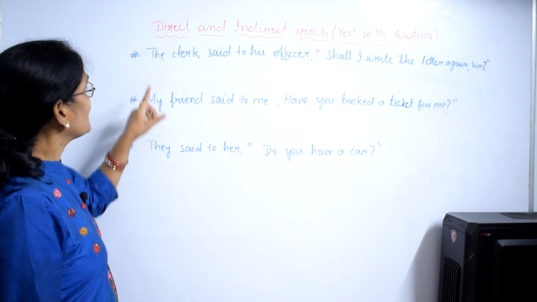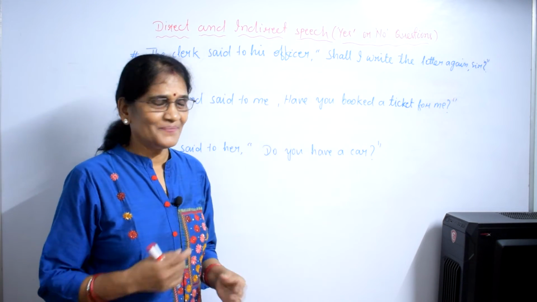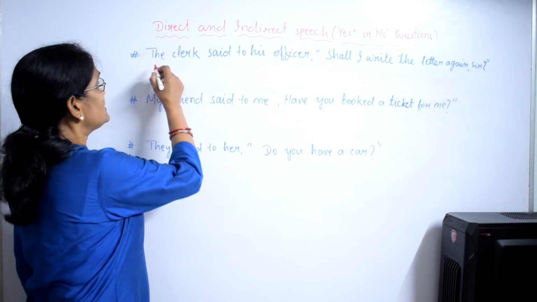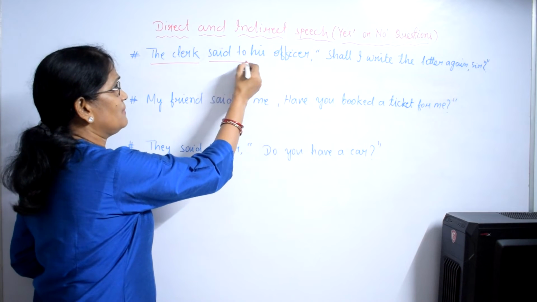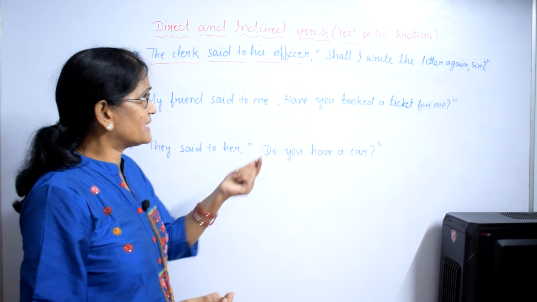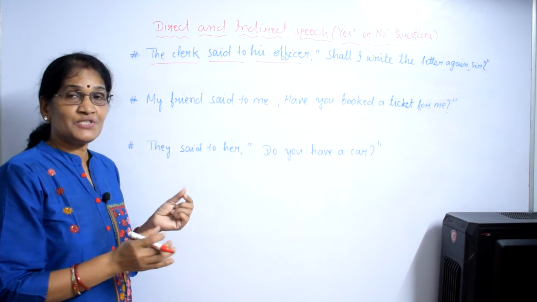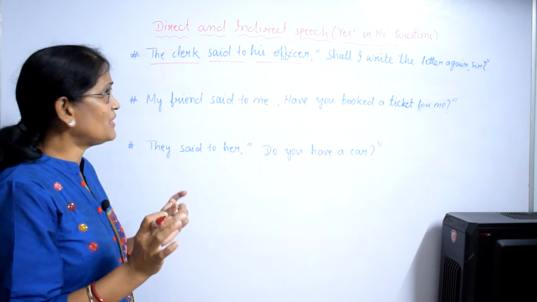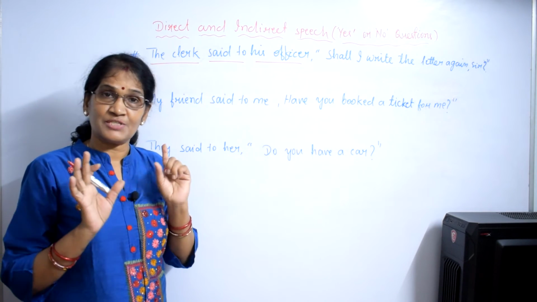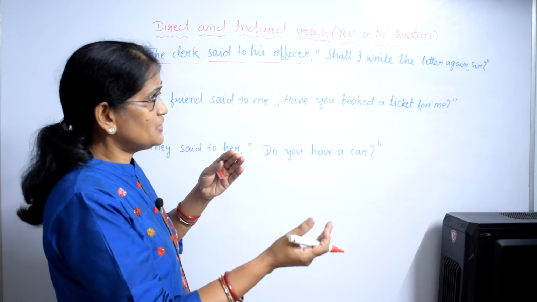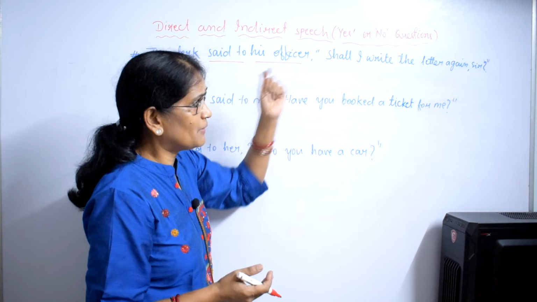Next number. The clerk said to his officer, shall I write the letter again, sir? Here, the clerk is the speaker, said to is the reporting verb. This is the object and the reported speech. While changing from direct speech to indirect speech, the important points are, one is the reporting verb. If the reporting verb is in past form, the tense will be changed into its corresponding past. Whose tense? Tense of reported speech.